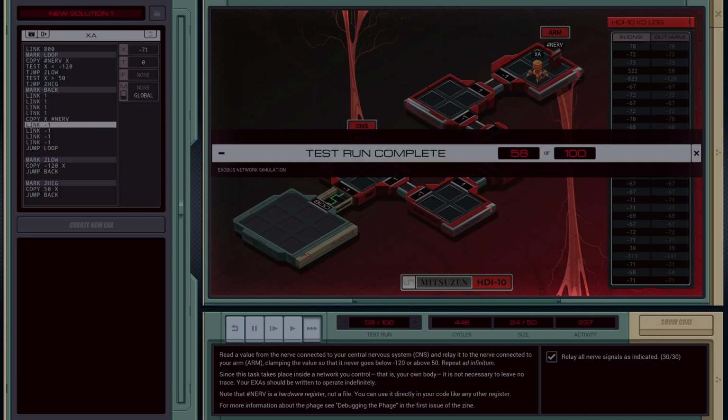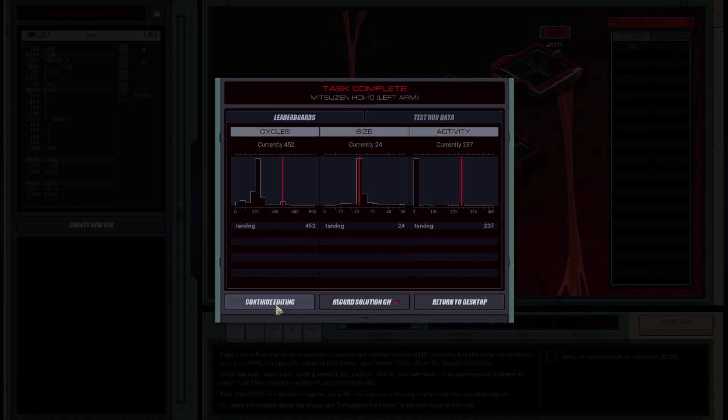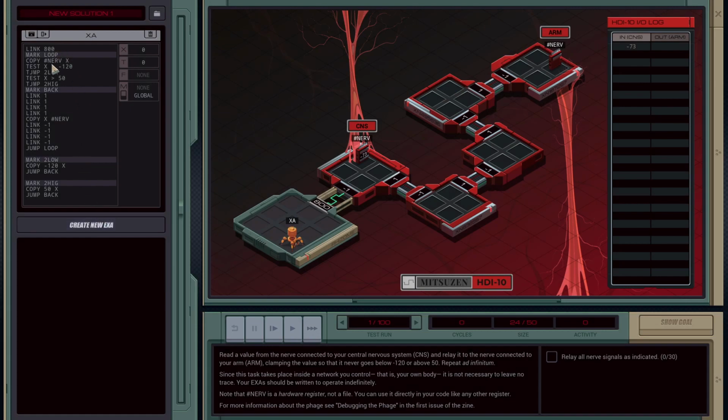watch, so I'll just fast forward. Yay! Oh my god, that activity and cycle count are awful. But my size is normal. But what are these characters? I still don't really know what these are, because I get cycles. Size, 24 and activity 237. Size must be how many lines of code.